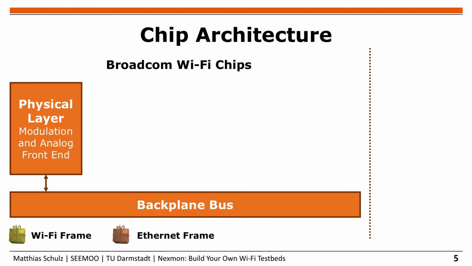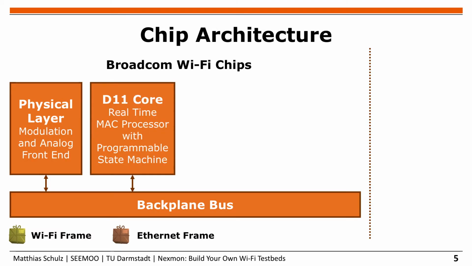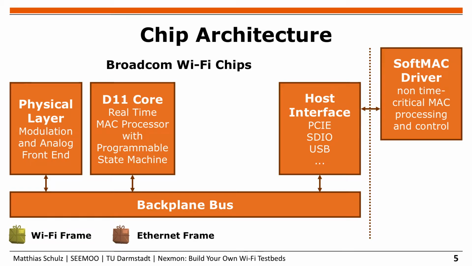So you have multiple cores connected to this backplane bus. In every chip, there is a physical layer to do the modulation and the analog front end. Then there's this D11 core, the real-time processor, scheduling timings for acknowledgement and everything that is real-time. And then there's the host interface. It can be PCI-Express, SDIO, or whatsoever. And this is connected with the softMAC driver.